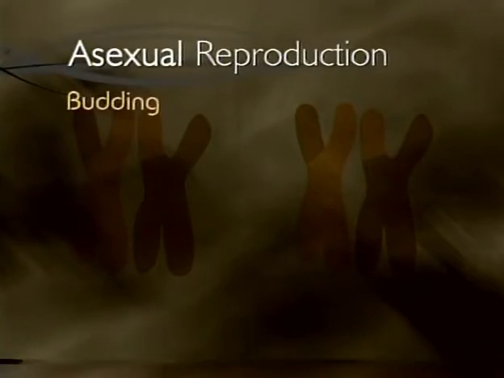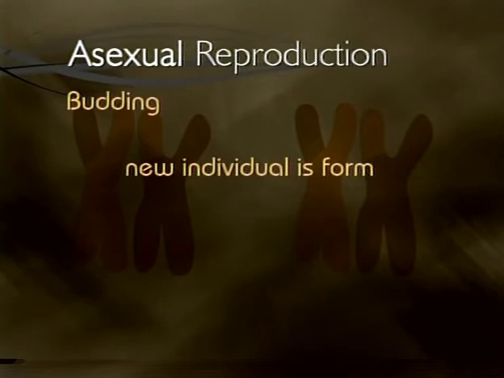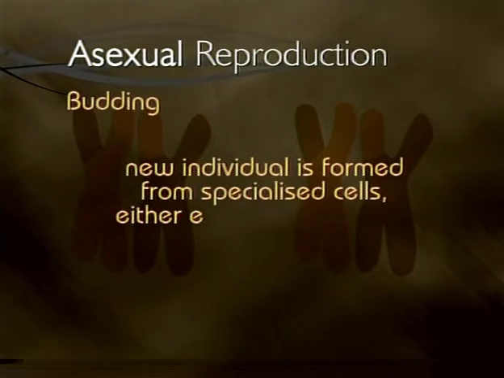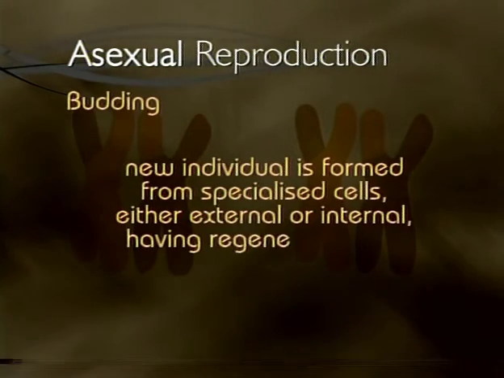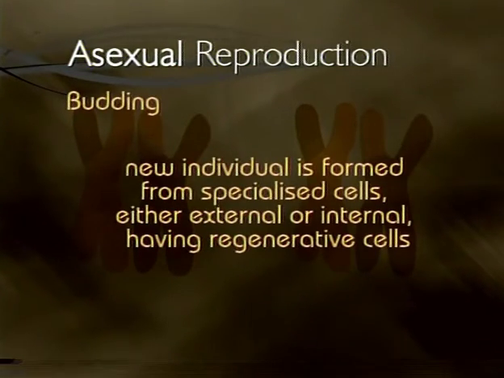Budding is a fairly simple process to understand. In this, a new individual is formed from specialized cells, either external or internal, which consist of regenerative cell or cells in it. We are going to take two examples: Hydra, which is a multicellular organism found in water, and yeast, which happens to be a unicellular fungi. Although both the organisms show budding, they do show some differences as well in the same process.